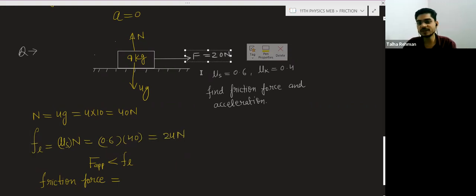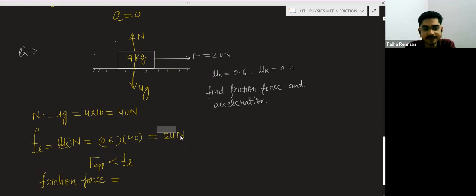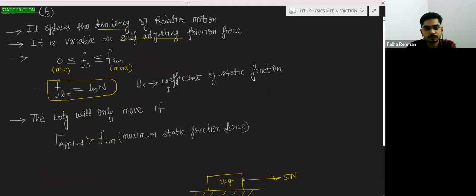Here the applied force is 20 Newton, but the opposition force, or you can say the limiting friction, will be 24 Newton. That is why this object is not moving. You can see here the body will only move if the applied force is greater than the limiting force. This condition you have to check.